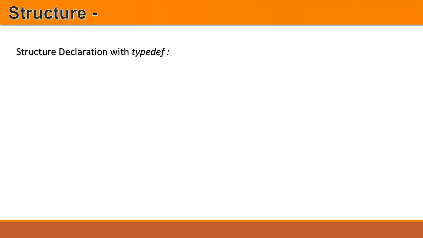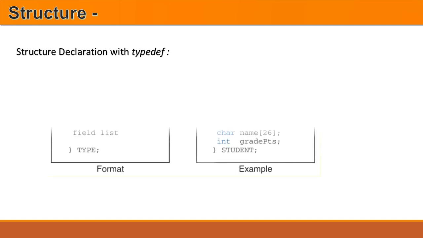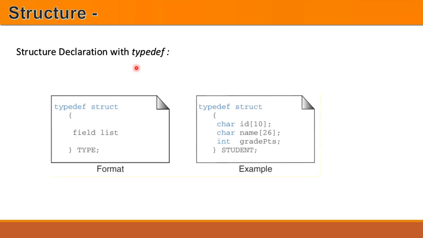Now we will see how to declare a structure using typedef. As we know, typedef is a keyword which is used to define user defined data types. So we can create structures using typedef also. So typedef struct and the field list. And finally, if we have a typedef defined structure, then we have to mention the type which we have created, that is the user defined data type, in the end.